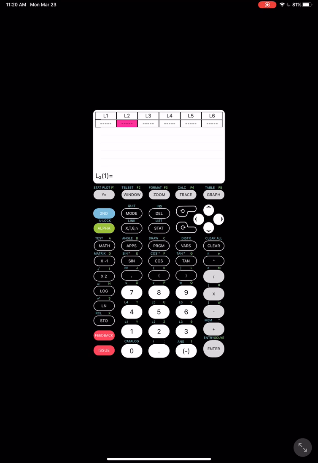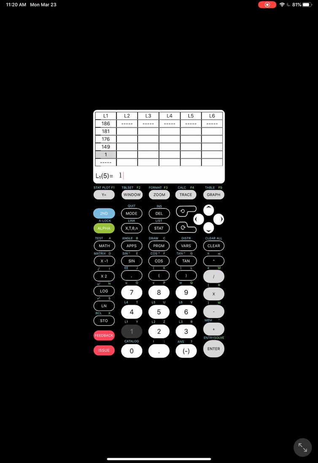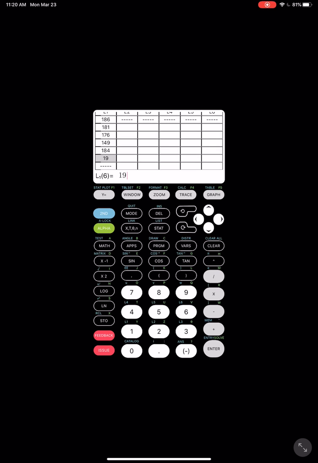Alright. So L1 is going to be the calories. So we have 186, 181, 176, 149, 184, 190, 158, 139.